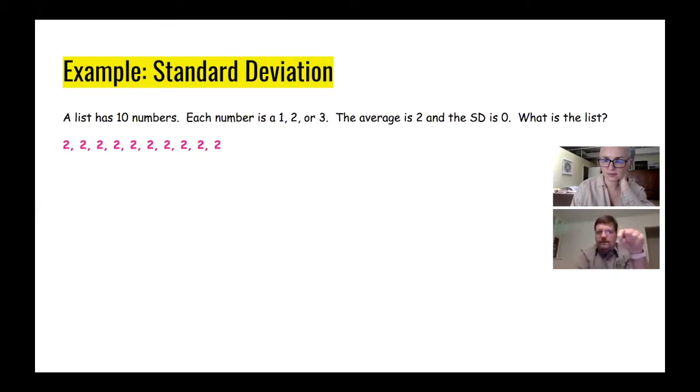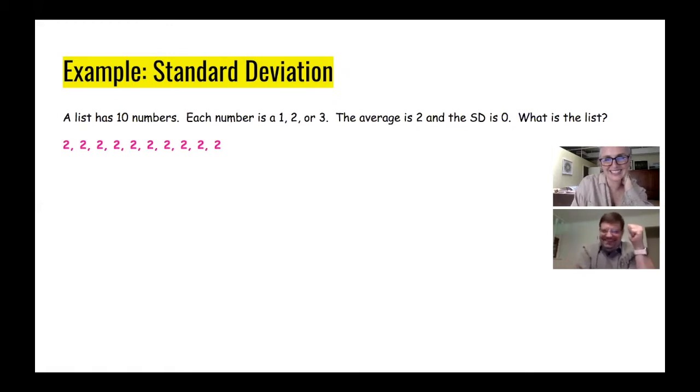Now, granted, I could have traded a couple of those 2s for a 1 and a 3, but the moment I have something other than 2, my standard deviation starts to grow. Since the standard deviation is 0 in this situation, there's no deviance from the mean. All of the numbers are exactly the mean. This almost never, ever happens.